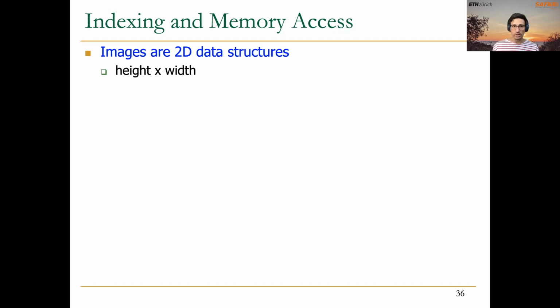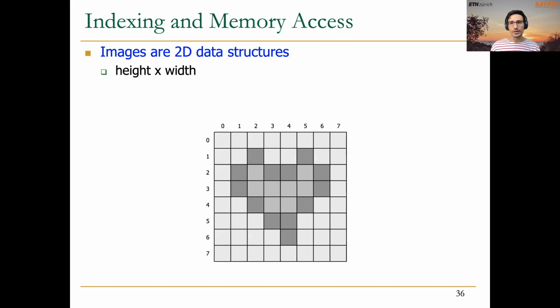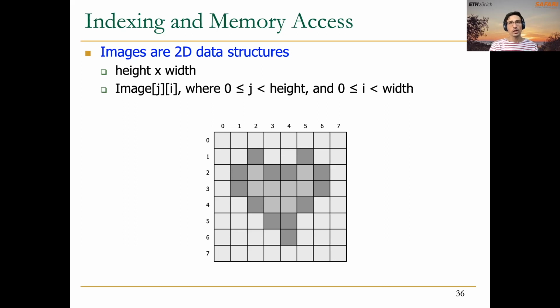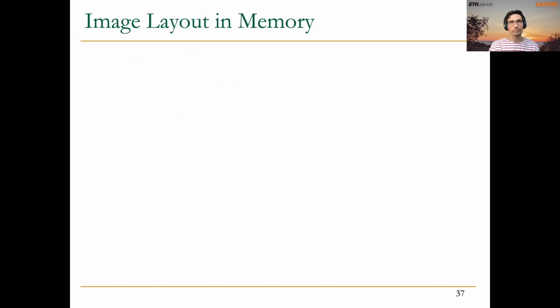For example, images are two-dimensional data structures of a certain height and a certain width. Here we have a very simple image. Let's say this 8x8 image is composed of 64 different pixels. If we want to access one pixel of this image, we need to know the row and the column where the specific pixel resides. For example, this pixel here is image 0,1 because it's in row 0 and column 1, or this one is image 1,2 because it's in row 1 and column 2.